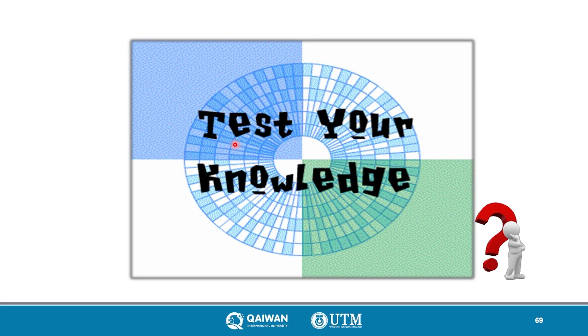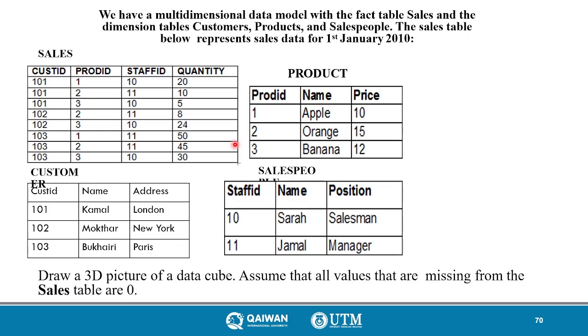Now, test your knowledge. We would have some test of your knowledge slide. We would have sales. We would have a product. We would have a customer, and we would have a salesperson. Now, draw a 3D picture of a data cube. Assume that all values that are missing from the sales tables are 0. Now, you could use the data cube to represent these tables.